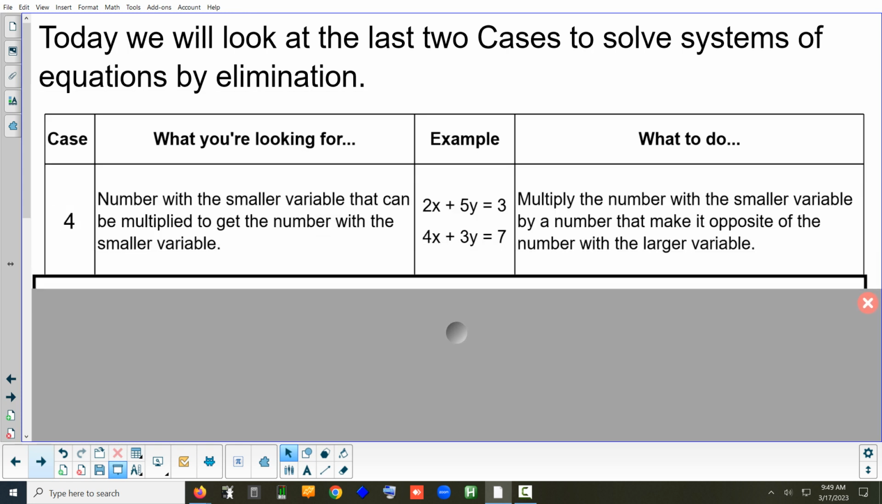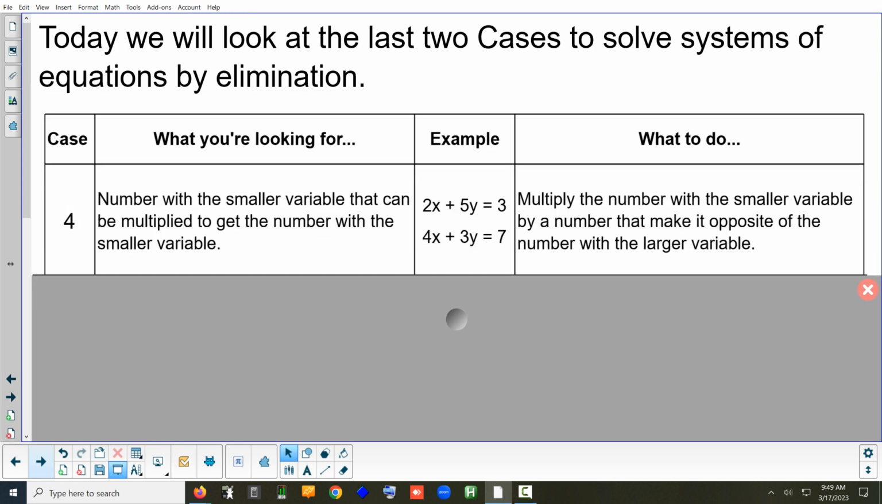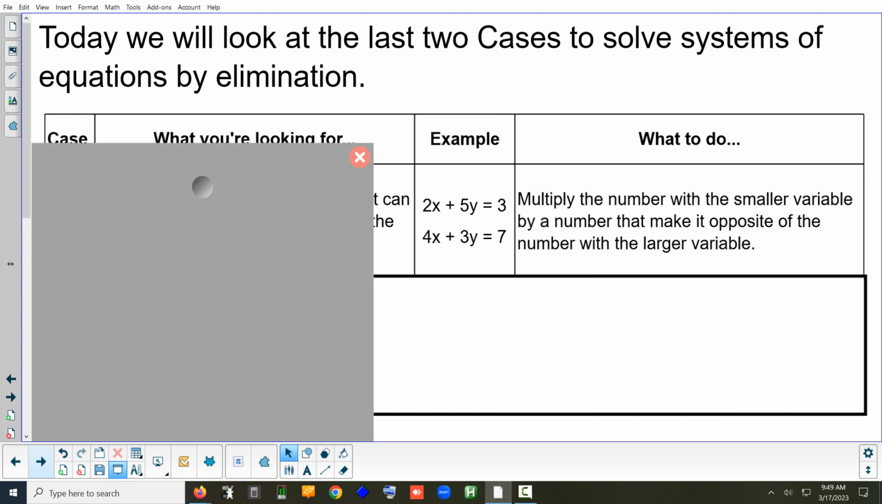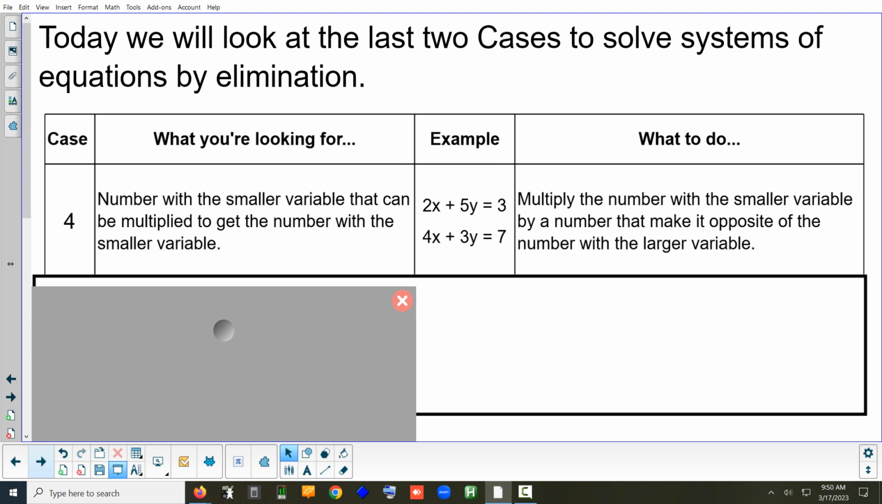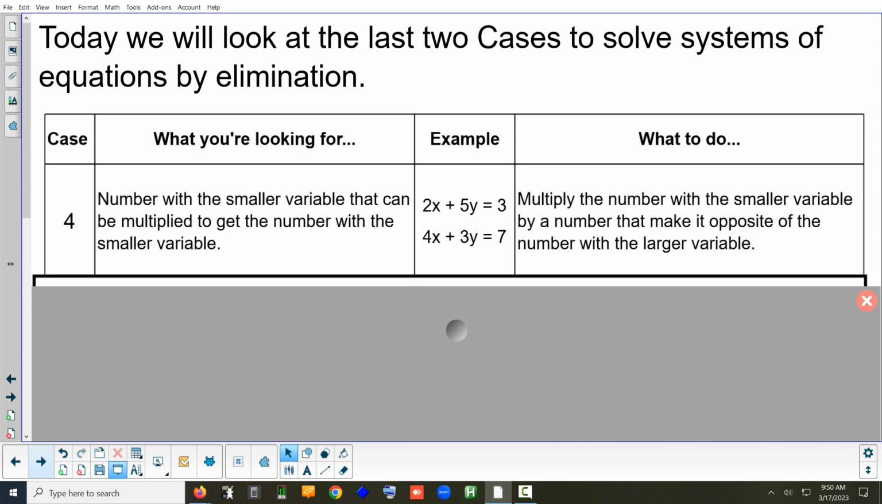All right, let's look at case 4. First, before you even write anything down, just look at the equations. You can see you do not have a single positive variable anywhere. You've got a 2, a 4, a 5, and a 3. So what are we going to do? So it says, what are you looking for? We're going to look at the number with the smaller variable and see if we can multiply it by something.